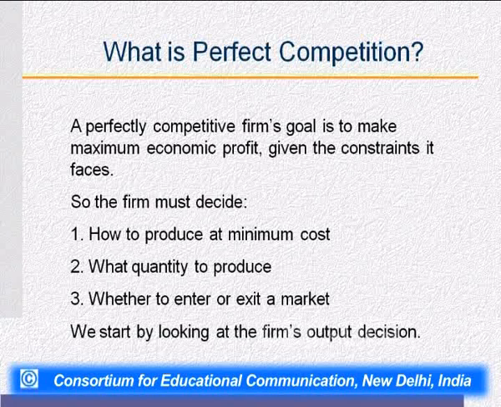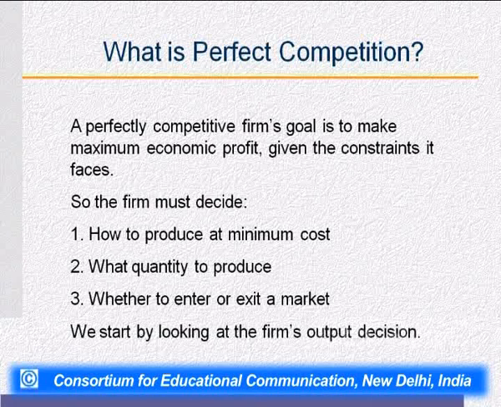Here: how to produce at minimum cost, and what quantity to produce. For the first point, how to produce at minimum cost: the firm minimizes its production cost, because there is not a single firm that can influence the price. So how can you gain profit if the cost of the product is not minimum? So first the firm looks at how to produce at minimum cost. Now second, what quantity to produce? If you are not able to fluctuate the market price, then the firm has to look at what quantity to produce, how much can be made so that it can be sold.